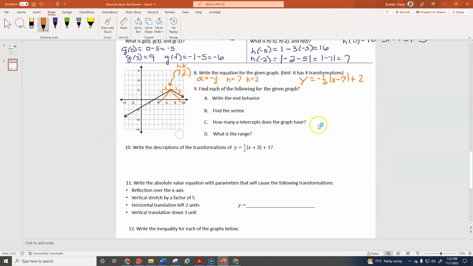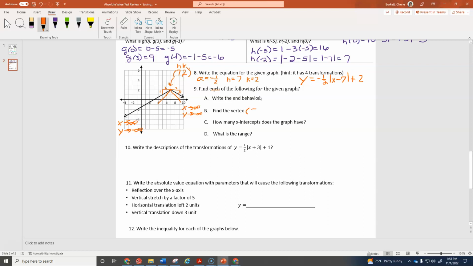So the end behavior. Oh my goodness, I have a misspelled word right there. That should be each of the following for the given graph. Write the end behavior. On the left side here, x approaches negative infinity, because I'm on the left. What's my y doing? My y is also going to negative infinity. What's it doing over here as x approaches positive infinity? What's my y value doing? My y value is going to negative infinity. So these two things right here would be the answer.